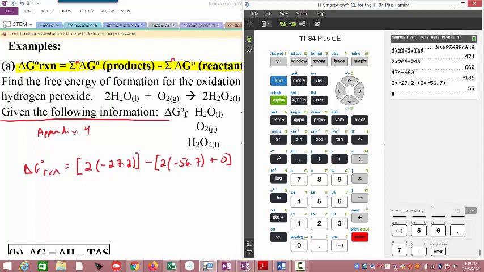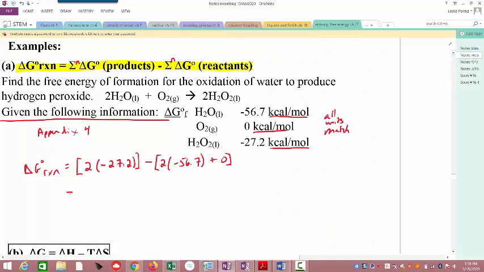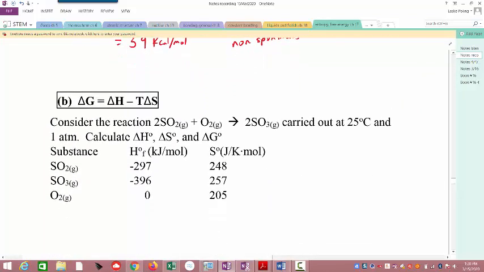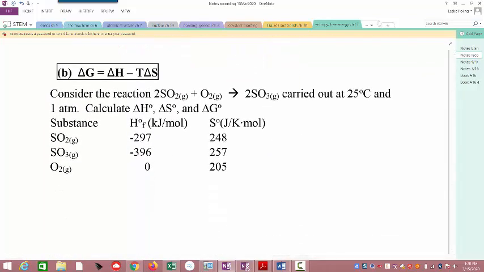And so we have 59. And our units would be kilocalories per mole. So delta G is positive. So this would be non-spontaneous. All right. Another way to do these is our Gibbs equation.